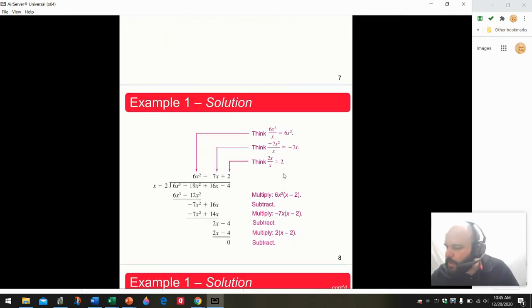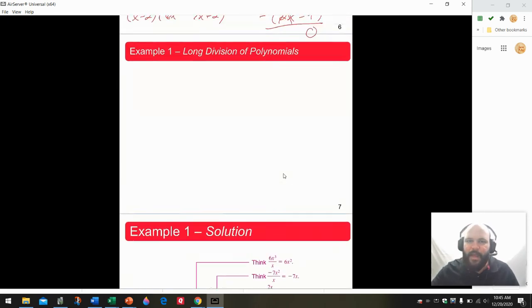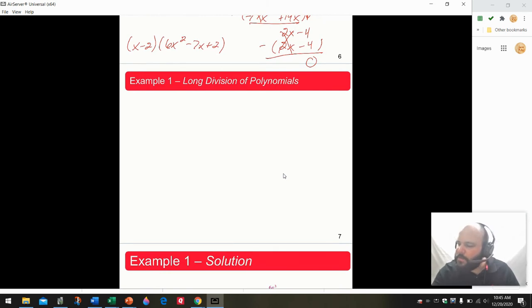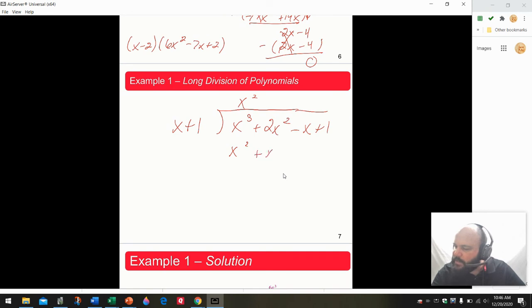Here's what I want to show you to do if you end up with a remainder that is not 0. So I'm just going to make one up for you. I'm going to do x to the third plus 2x squared minus x plus 1, and I'm going to divide x plus 1 out of that, okay? So I'm going to multiply by x squared. X squared times x is x cubed. X squared times 1 is x squared. Put a set of parentheses, and I'm going to subtract. So x cubed minus x cubed is 0. 2x squared minus 1x squared is 1x squared.